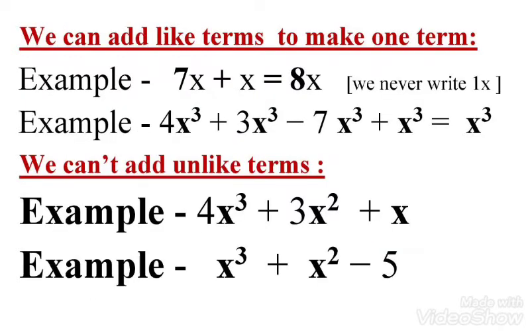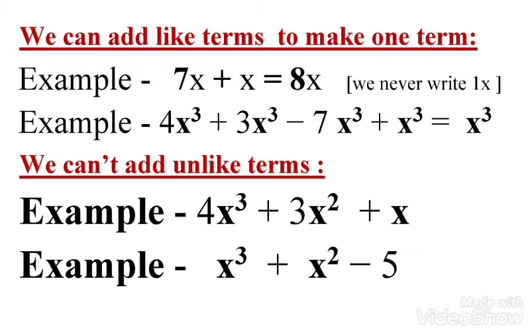We can add like terms to make one term. Example, 7x plus x is equal to 8x. We never write 1x. Example is 7x plus x is equal to 8x. Example number 2 tells you 4x cube plus 3x cube minus 7x cube plus x cube is equal to 5x cube. Here you see the variables are same and along with the variables their exponents are also same.